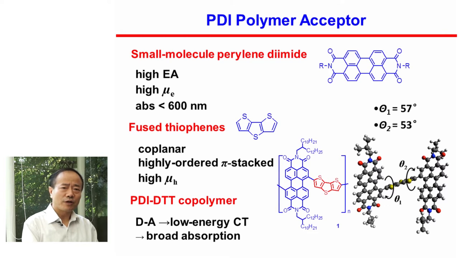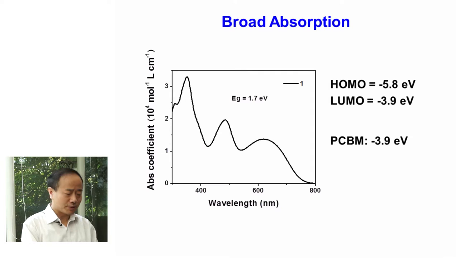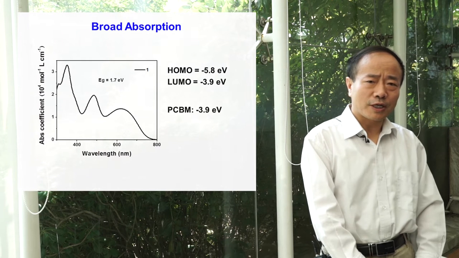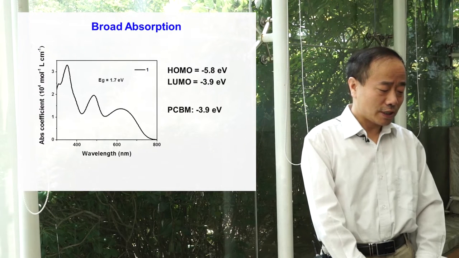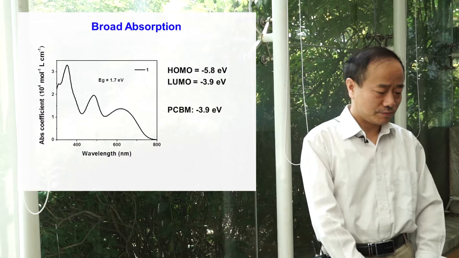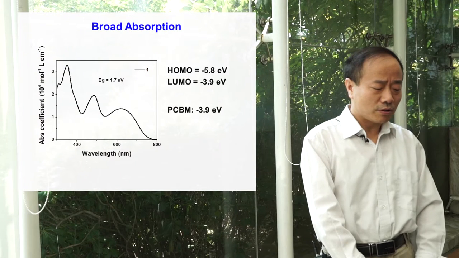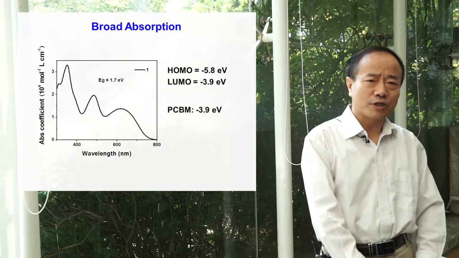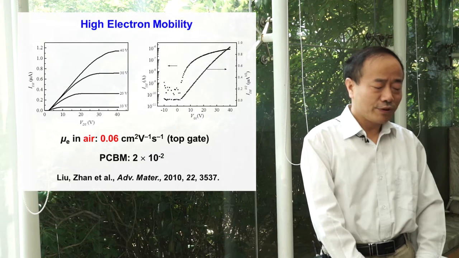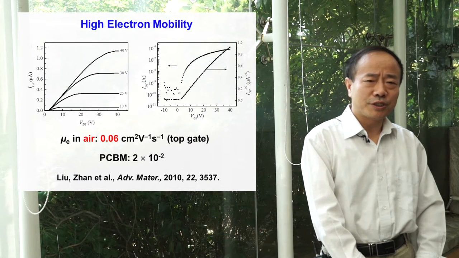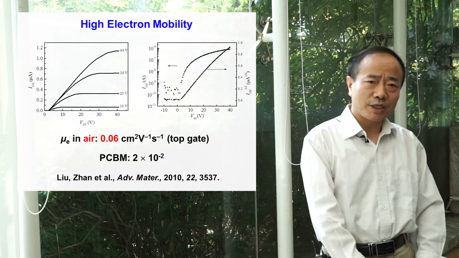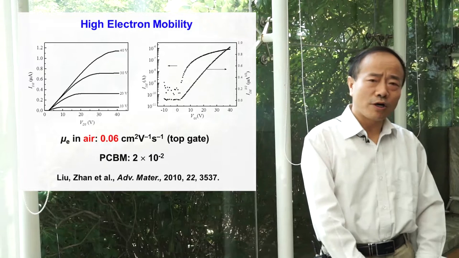Moreover, charge transfer between the acceptor unit PDI and the donor unit dithienothiophene can extend the absorption from 300 to 800 nanometers. Also, the absorption coefficient is pretty large. Moreover, the energy levels, HOMO and LUMO, are similar to those of PCBM. We also measured electron mobility using transistors. We got electron mobility around 0.06. It's very similar to that of PCBM.